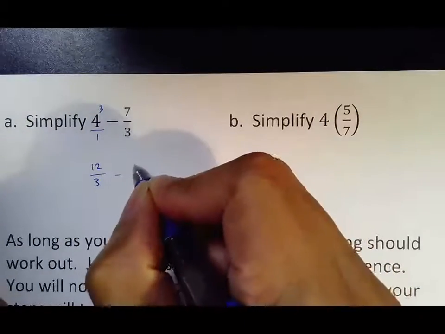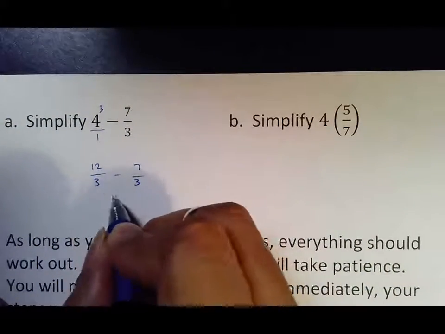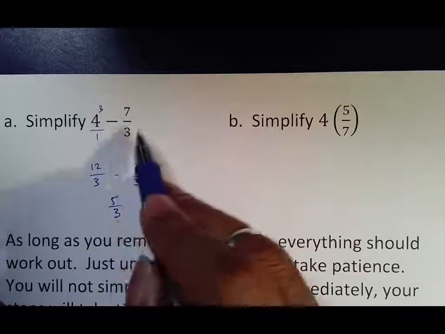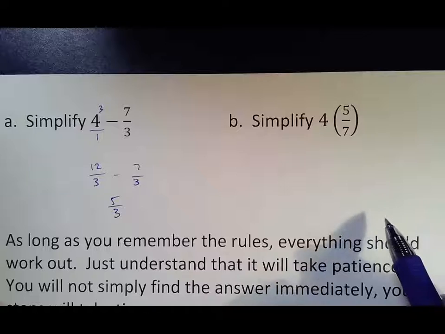Because that stays the same, leave the 7 the same. 12 minus 7 is 5. 5 over 3 would be your answer. So again, whole number, fraction, being able to deal with both of them is important.